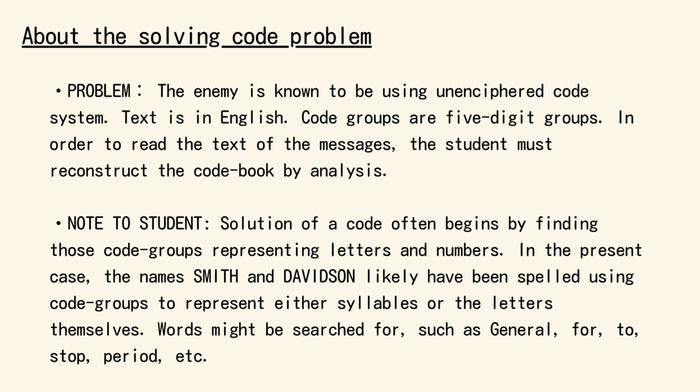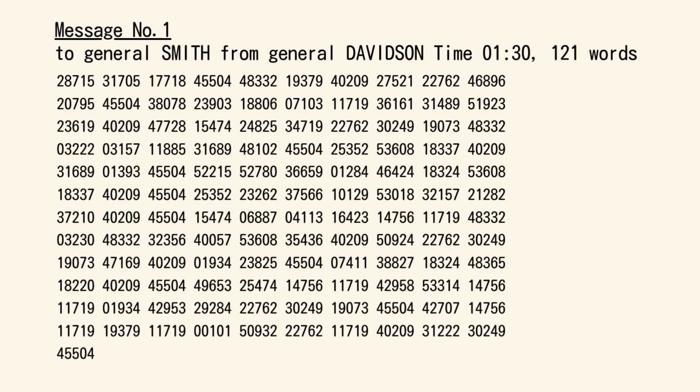Note 2, student: solution of a code often begins by finding those code groups representing letters and numbers. In the present case, the names Smith and Davidson likely have been spelled using code groups to represent either syllables or the letters themselves. Words might be searched for, such as general, for, to, stop, period, etc. Now, let's go through the 6 code messages in order, pausing if necessary.